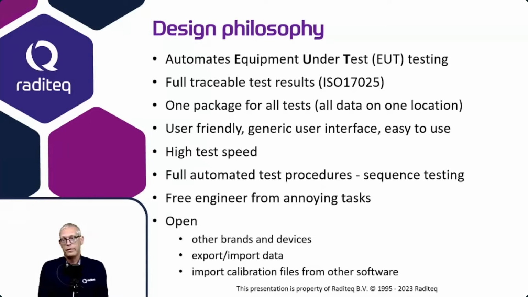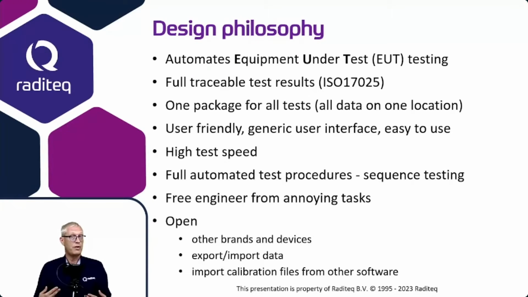Another design philosophy of RadiMation is that there is only one package for all tests, and that all data of the EUT, of the performed tests and of the testing equipment is in one location. To review the test information, you can just open the EUT file, and every test, the emission test, the immunity test, the pulse immunity test, can all be retrieved from that one single EUT file. Storing that one EUT file on the network for later retrieval contains everything, all the test results and so on. So everything is in one location.